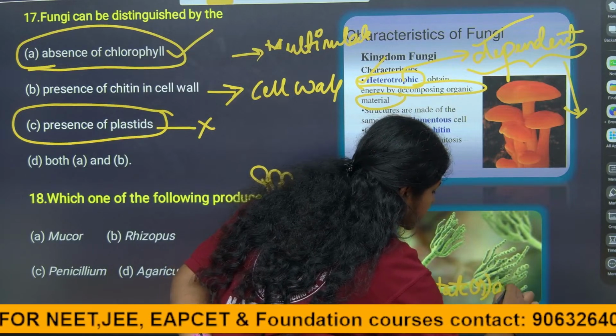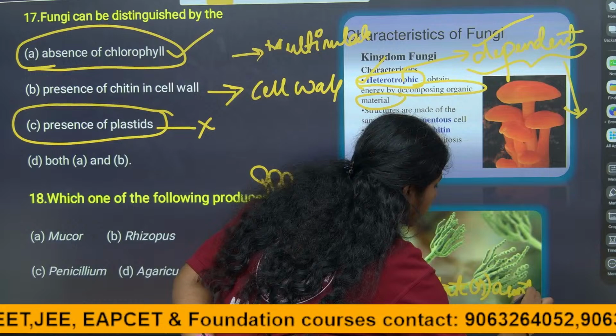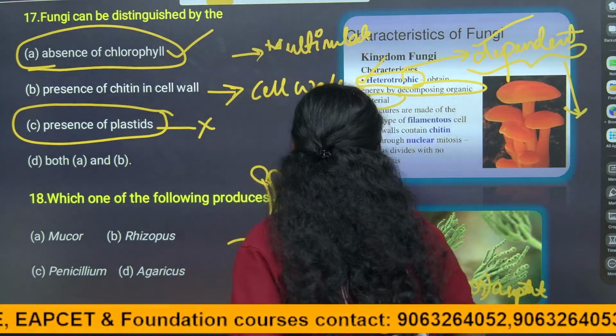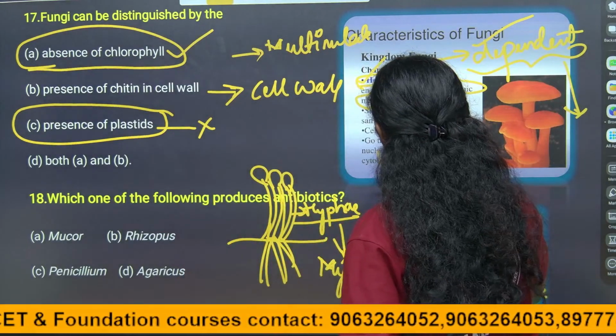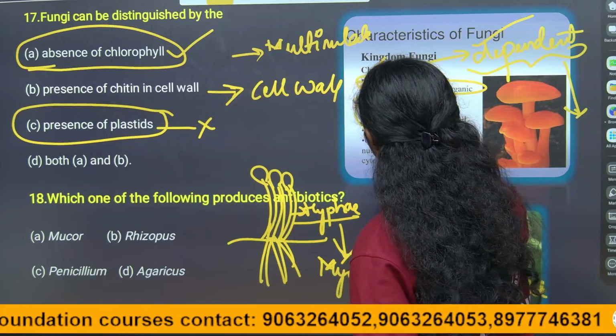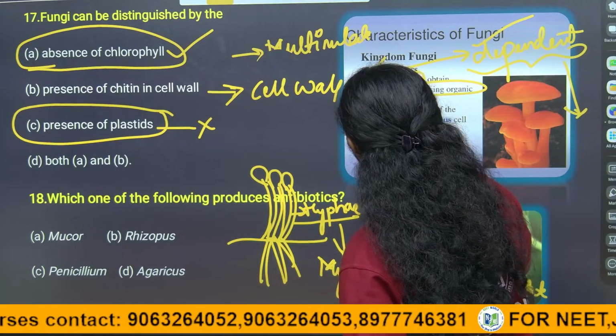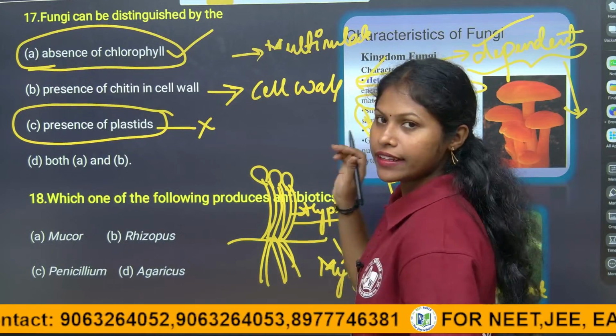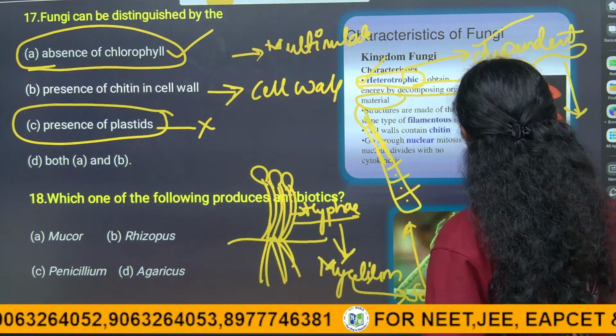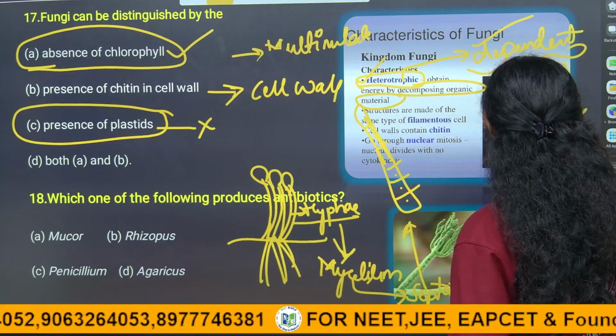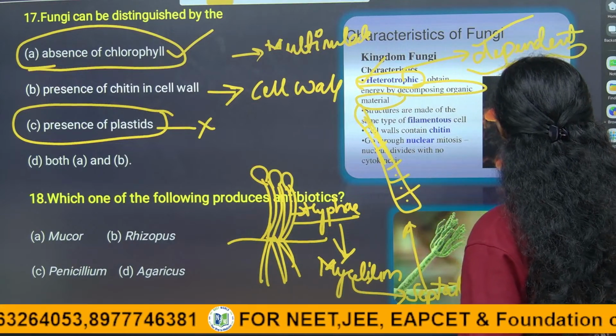What is meant by septate, children? The hyphae have partitions, right? Aseptate means they don't have any partitions.